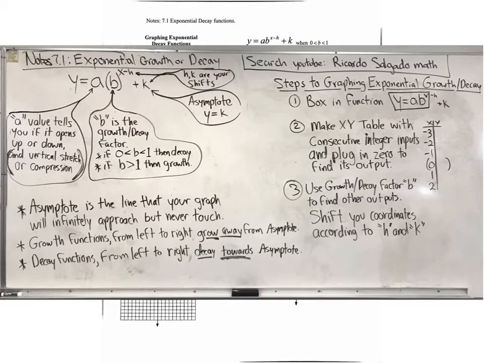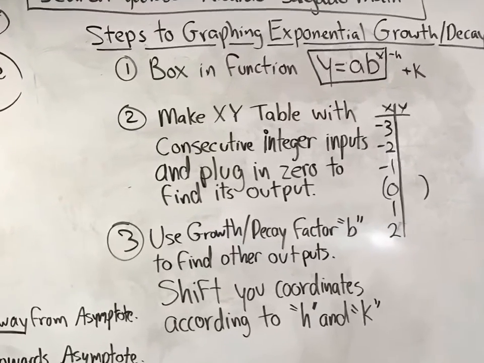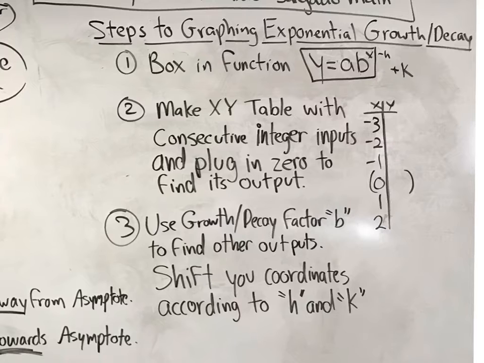So we are at this portion of our notes. It tells us steps to graphing exponential growth or decay functions. And we're tackling this like the way we would any other square root function or even a parabola. You could identify h and k but ignore them. So I say step 1, box in the function y equals a b to the x. Step 2, make an xy table with consecutive integer inputs and plug in 0 to find its output. So step 2 is to make this xy table with nice, beautiful numbers that are in order, right? And it says plug in 0 and get an output.